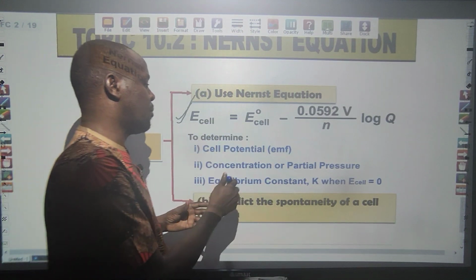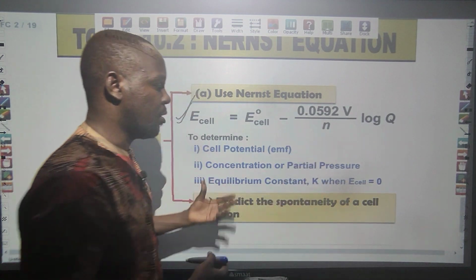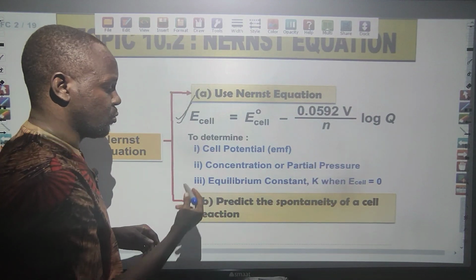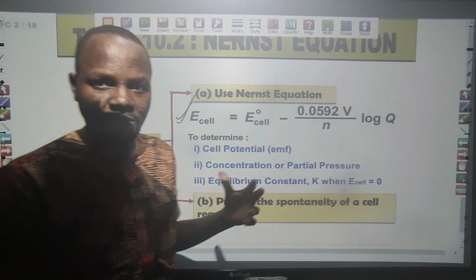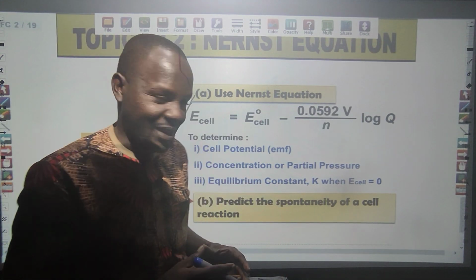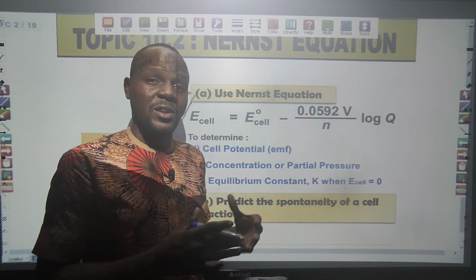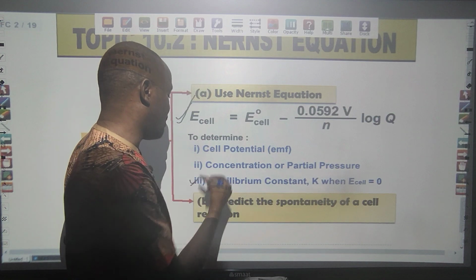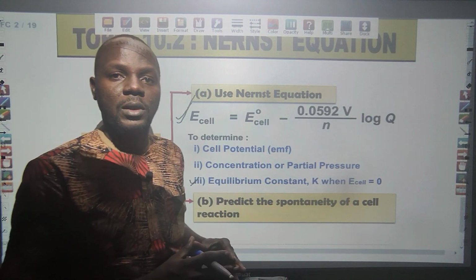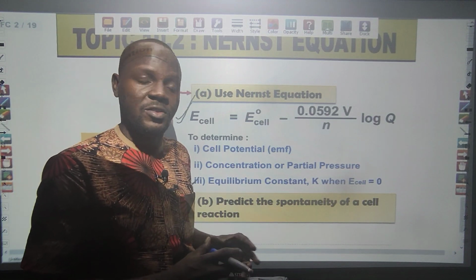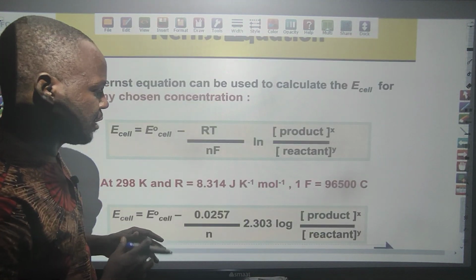Be careful: cell potential is E, then E naught is standard potential. Then N is the number of moles, whereby log Q is given as, we're still going to talk about it very well, the concentration of product raised by the stoichiometric coefficient divided by the concentration of reactant raised by the stoichiometric coefficient, that is concentration or partial pressure. So all this we are going to talk about. But before then, we're going to talk about how this formula comes about. Let us look at the mathematical derivation of this formula. Let's see that. Now, yes, we can move. This is it. Fine. This is what I'm talking about.